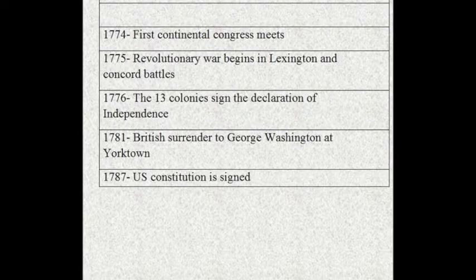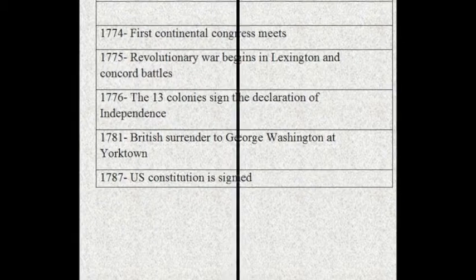Main dates: 1774, First Continental Congress meets. 1775, Revolutionary War begins with the battles of Lexington and Concord. 1776, the 13 colonies sign the Declaration of Independence. 1781, British surrender to George Washington at Yorktown. 1787, US Constitution is signed and war ends. It's time for the shout-out.